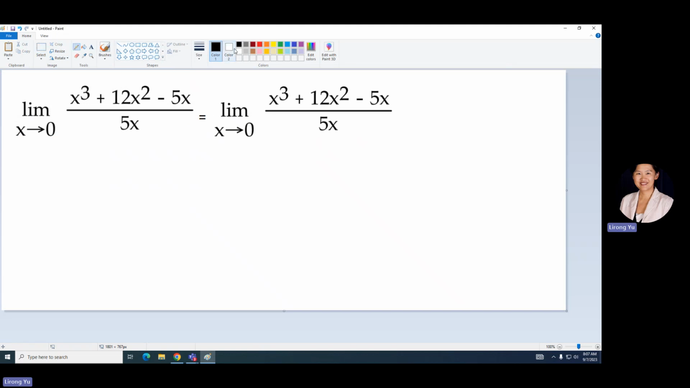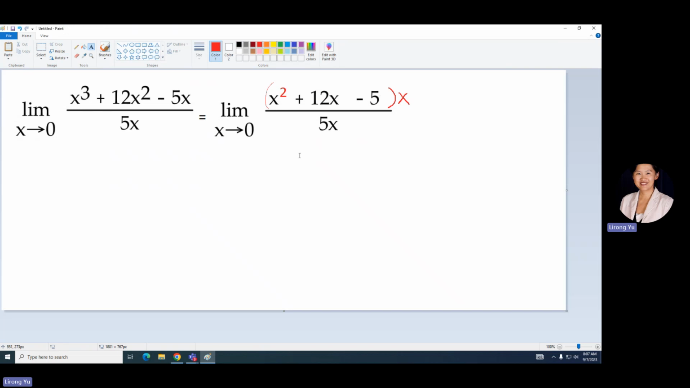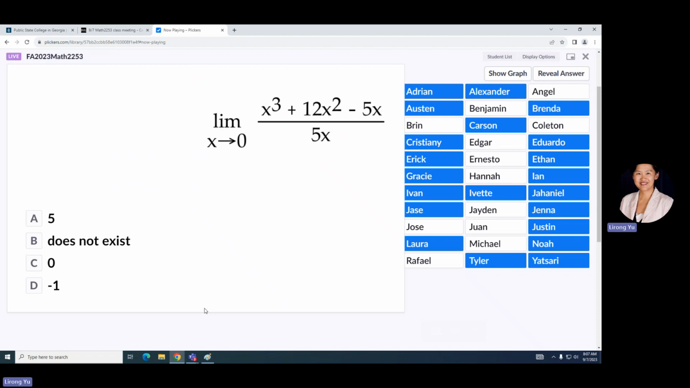So what you can do is factor the x outside the parentheses. That way, one of the x is factored outside the parentheses. So it becomes this. Okay, so this is typically what you should do first. And then you can cancel the common factor x because the numerator and denominator both have a factor of x.